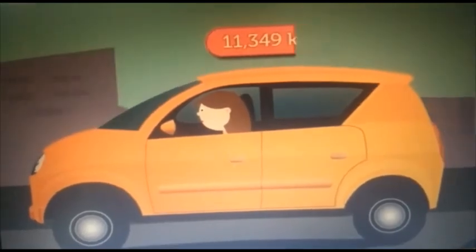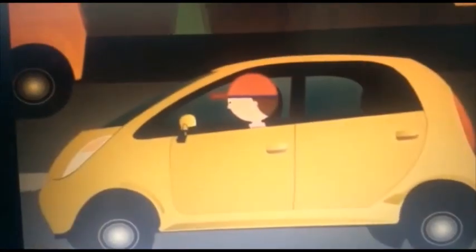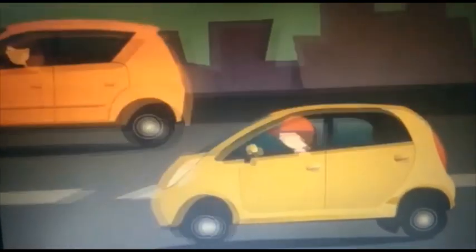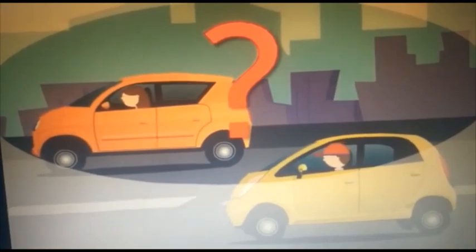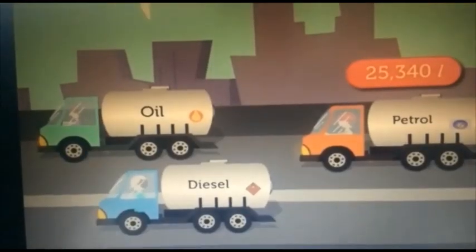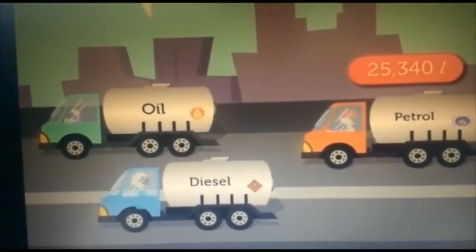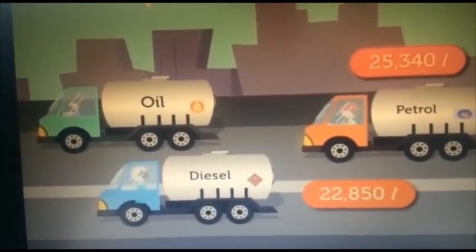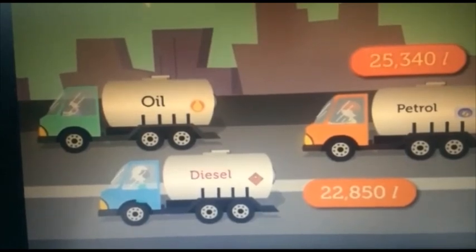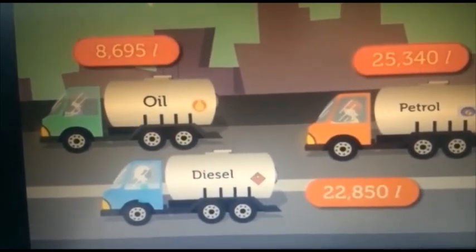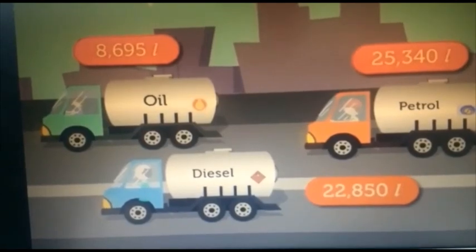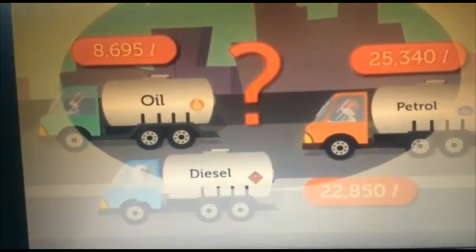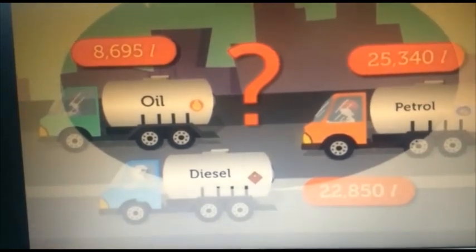7,349 kilometers, and Andy traveled 12,132 kilometers. How many kilometers did they travel in all? 5,340 liters of petrol, 22,850 liters of diesel, and 8,695 liters of oil. How many liters of liquid did the 3 tankers carry in all?